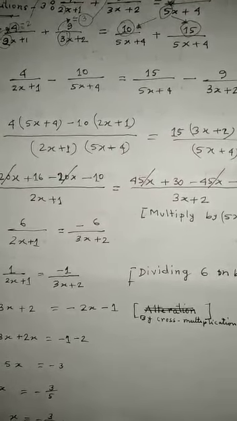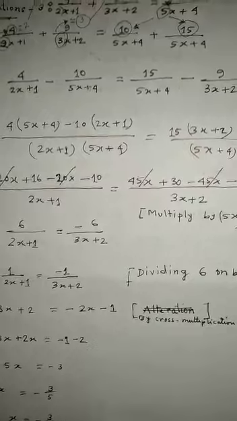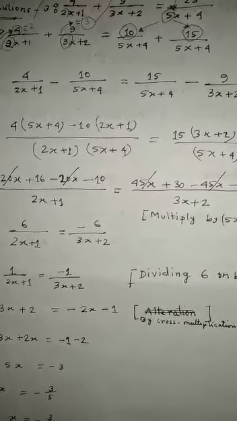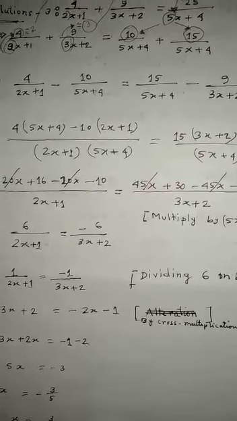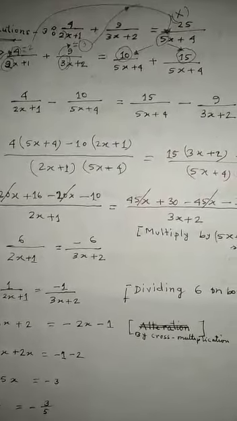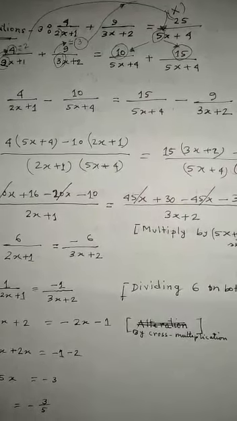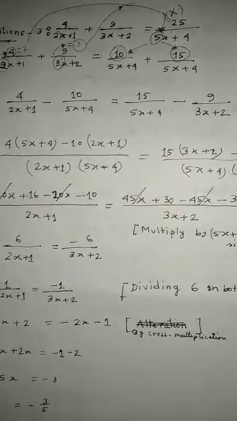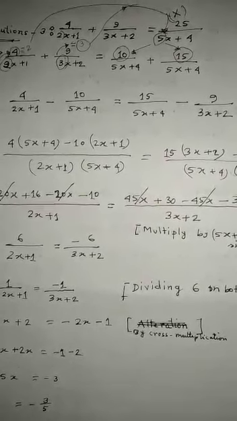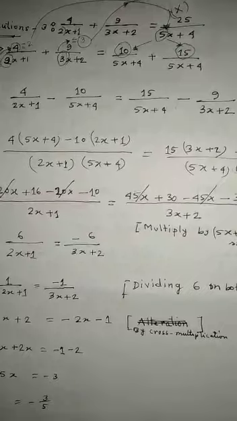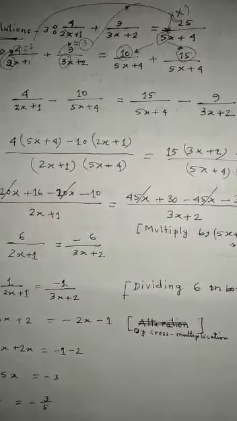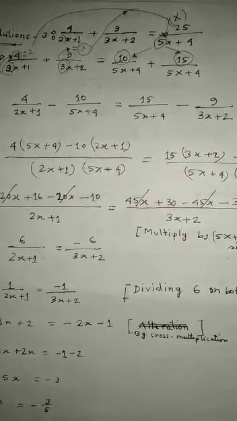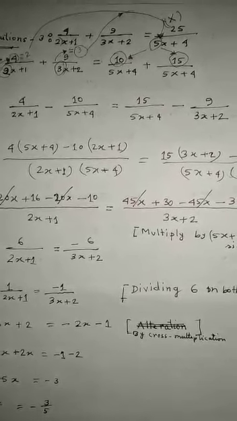At first, they have to divide 4 by 2 of the left hand side, the first fraction, and the students can get 2, and 2 fives are 10, and this 5 is coming from the denominator of the right hand side, and students can get 5x plus 4.